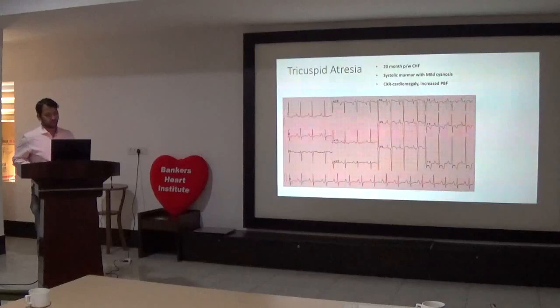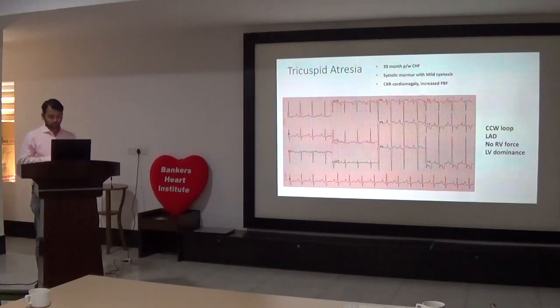This other ECG is of a 20-month-old child who presented with congestive heart failure, systolic murmur with mild cyanosis, and X-ray history of cardiomegaly with increased pulmonary blood flow. Here we can see a counterclockwise loop, left axis deviation. There is no RV force, and total LV dominance with LV strain pattern. This ECG is typical of tricuspid atresia, so it signifies that all the work is done by the left ventricle, and these ECG changes are there.